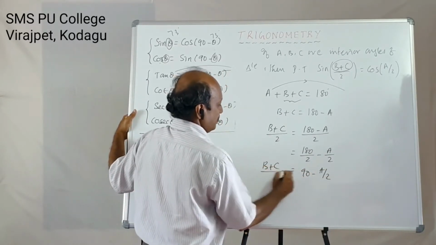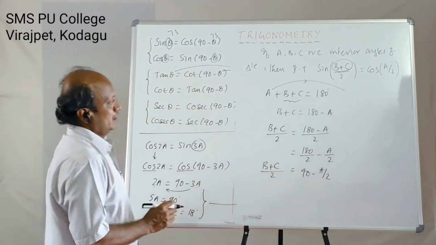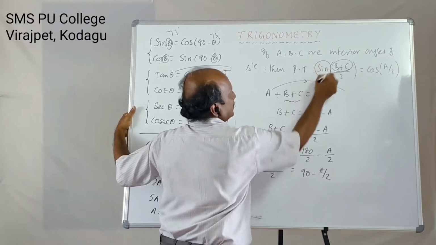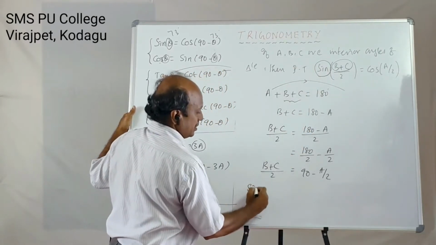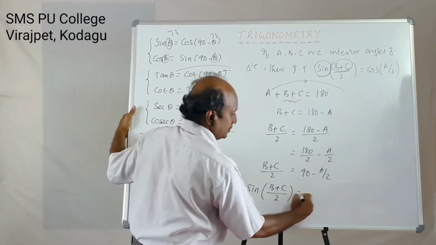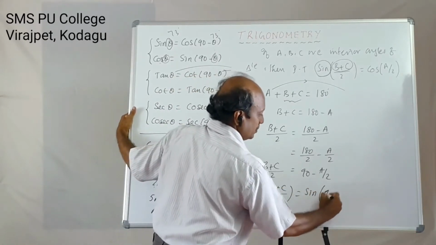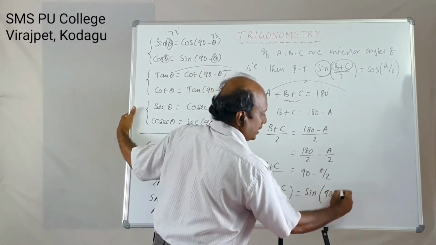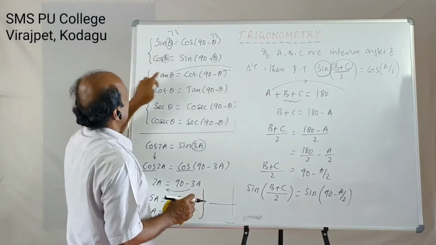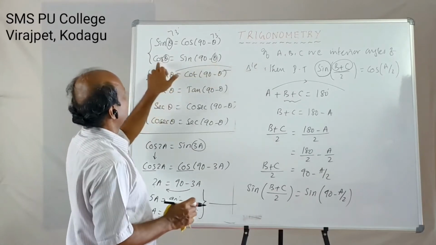Now you are getting B plus C by 2 like that. But what is required in the left hand side? Which trigonometric ratio? Sin is required. Therefore take sin on both sides. Sin of (B plus C) by 2 is equal to sin of 90 minus A by 2. What about sin of 90 minus theta? Sin of 90 minus theta is nothing but cos theta.